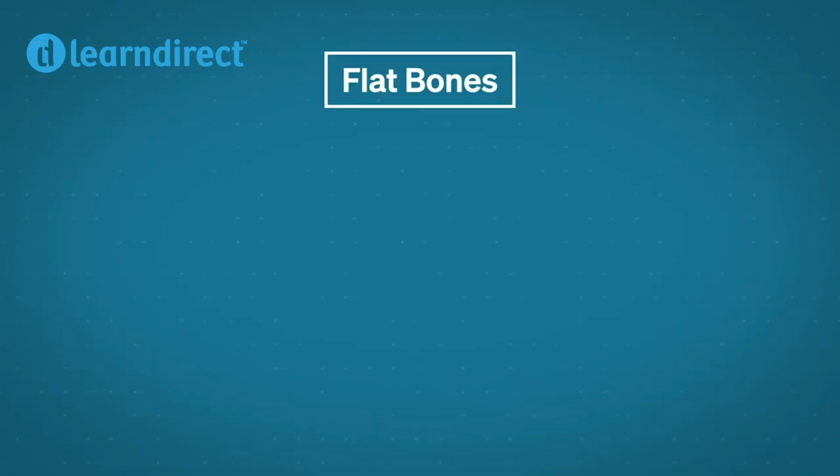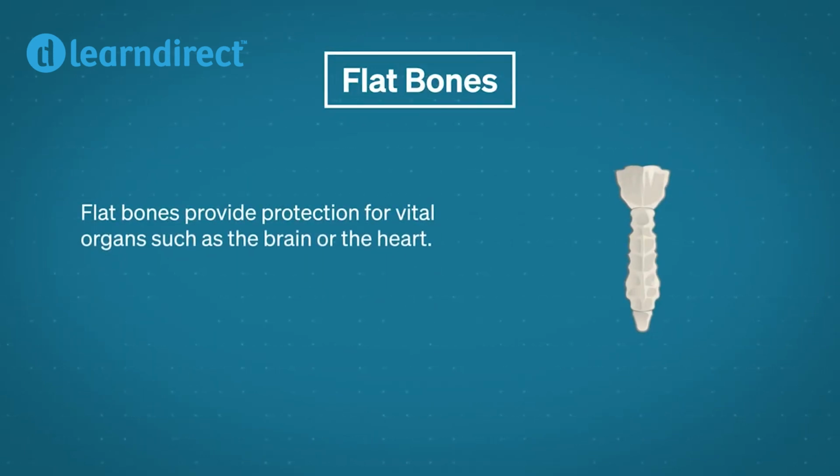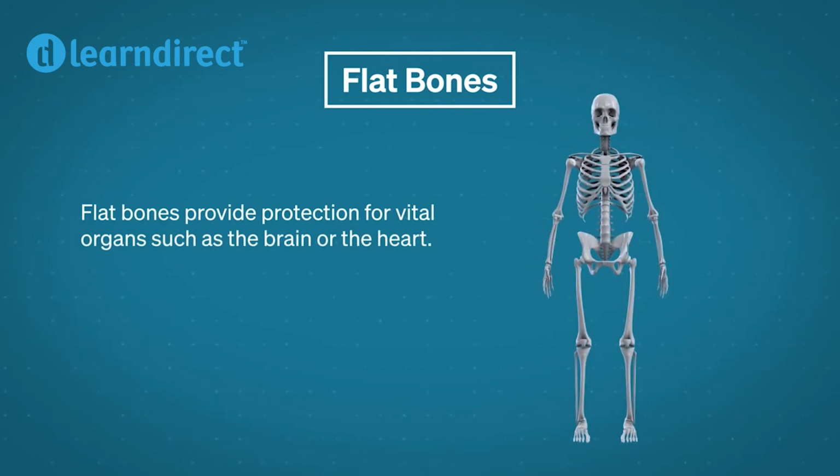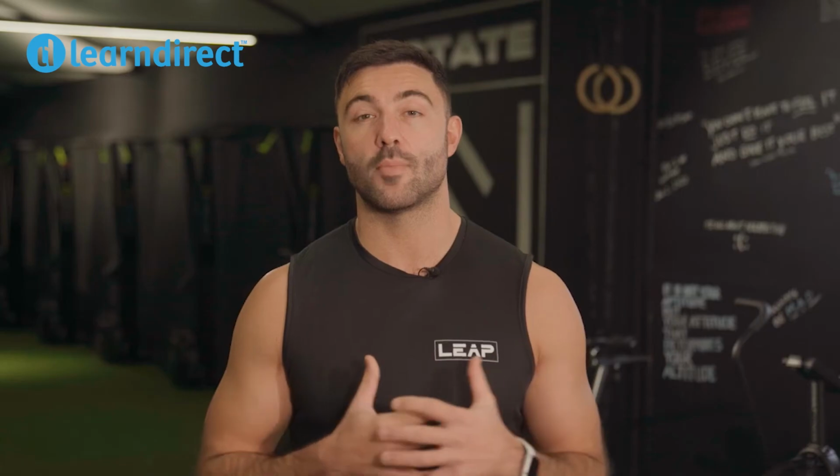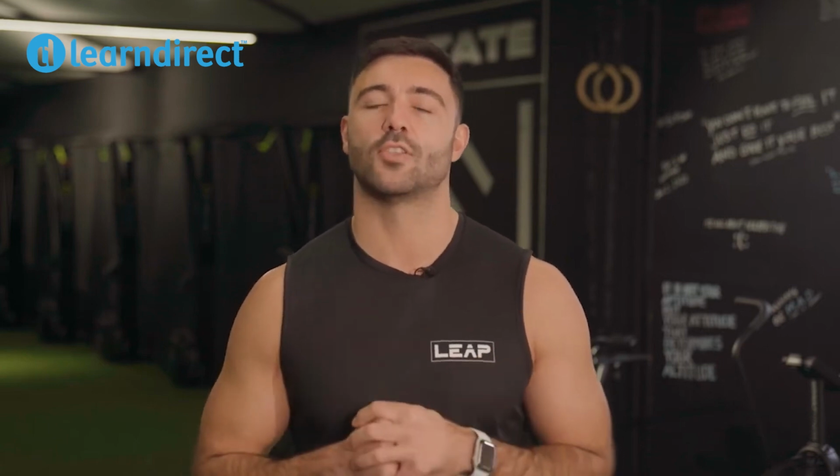Firstly, flat bones. These bones are flat in appearance and provide protection for the vital organs such as the brain or the heart. They have a large surface area for muscle attachments. Examples would include the skull, the ribs, the sternum, and the scapula. Can you remember the location of these 4 bones? If not, go back and check on the diagram.